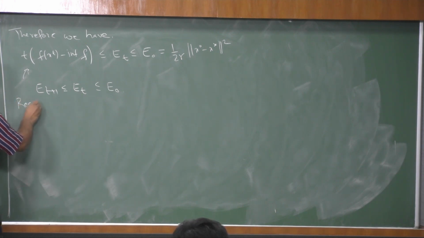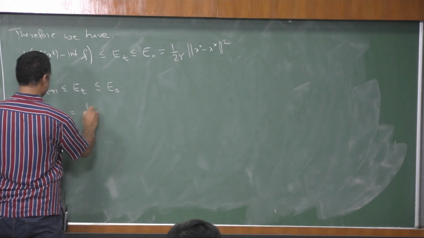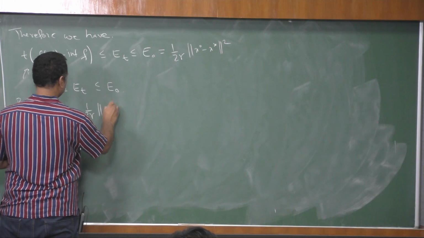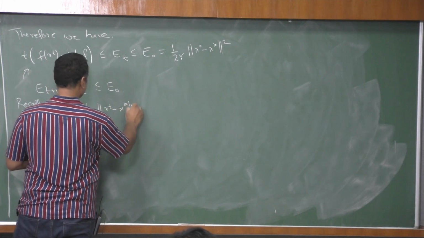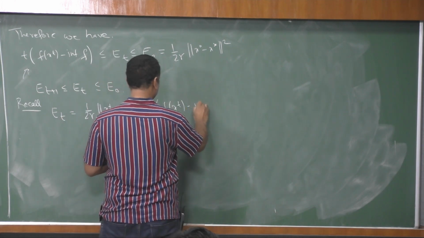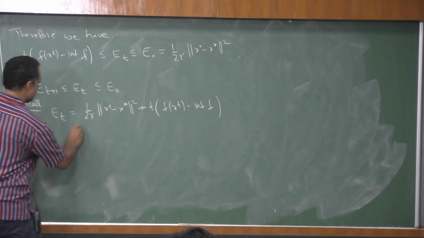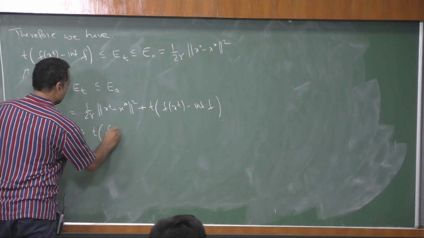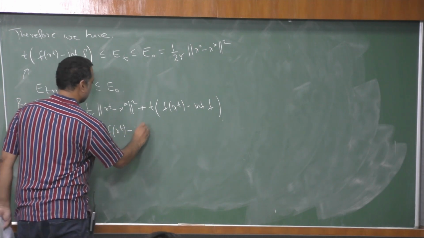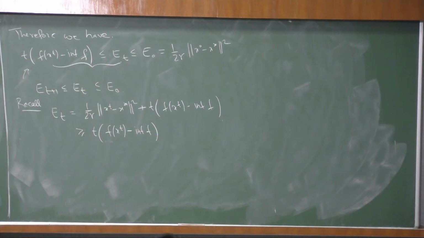So recall that E_t was 1 by 2 gamma norm of x_t minus x star squared plus t f(x_t) minus inf of f. So this was E_t, right? So E_t is certainly greater than or equal to t f(x_t) minus infimum of f. So this is justified, and E_t is less than or equal to E_0.